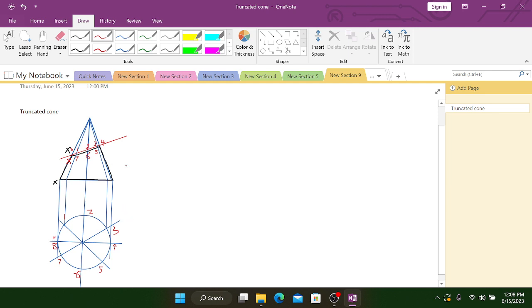Then I have to draw horizontal lines. I need to draw horizontal lines in this way through the 0 and 8 points. With the 0 point, I am going to draw a horizontal line up to this surface.